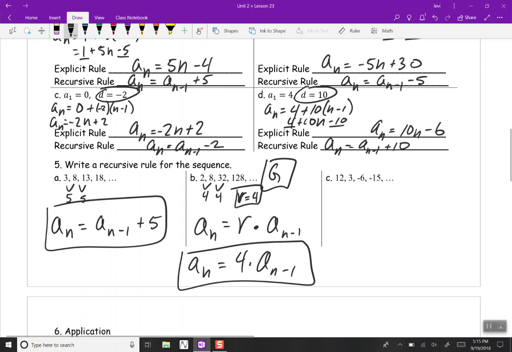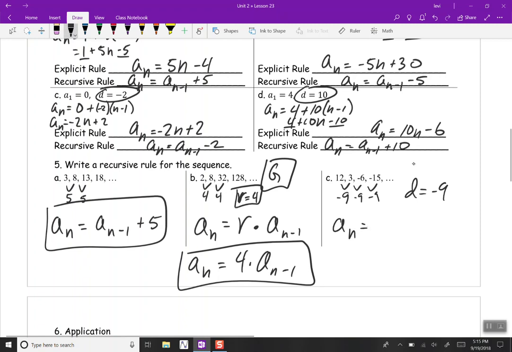And this one, 12 to 3, what is that? Going down by 9. 3 minus 9 is -6. -6 minus 9 is -15. Alright. So our common difference is negative 9.